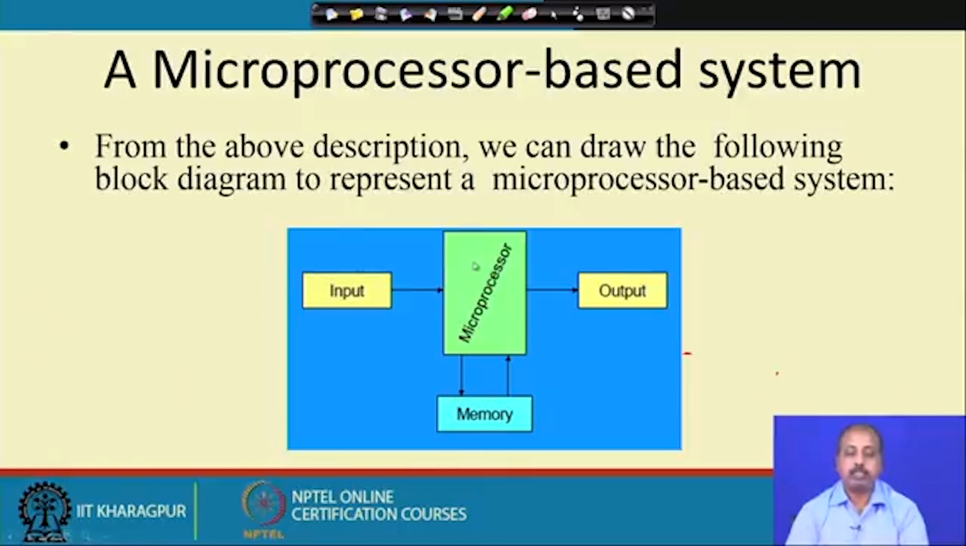So, it starts executing, and in the process it may need to access the input device for getting some value from the environment, or it may need to access the memory to get some operand if we are working with variables and doing some operation on them. Finally, whatever result is computed, if it is required that it should be flashed to the user, then it will be put onto the output device. So, this is the block diagram that represents the microprocessor based system.